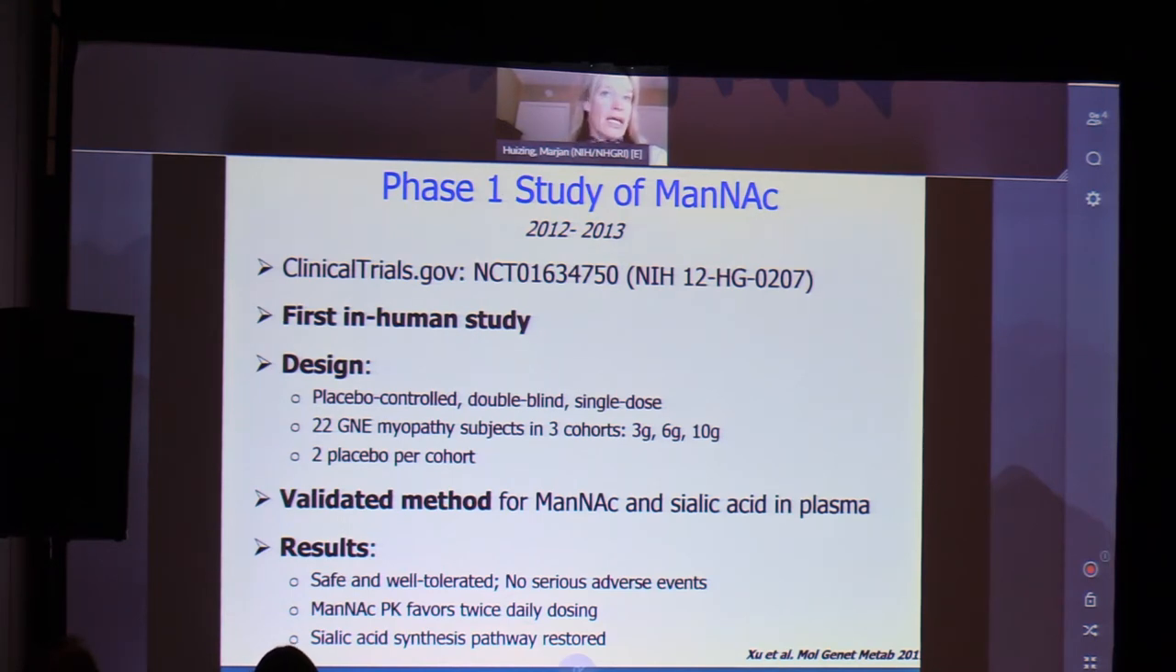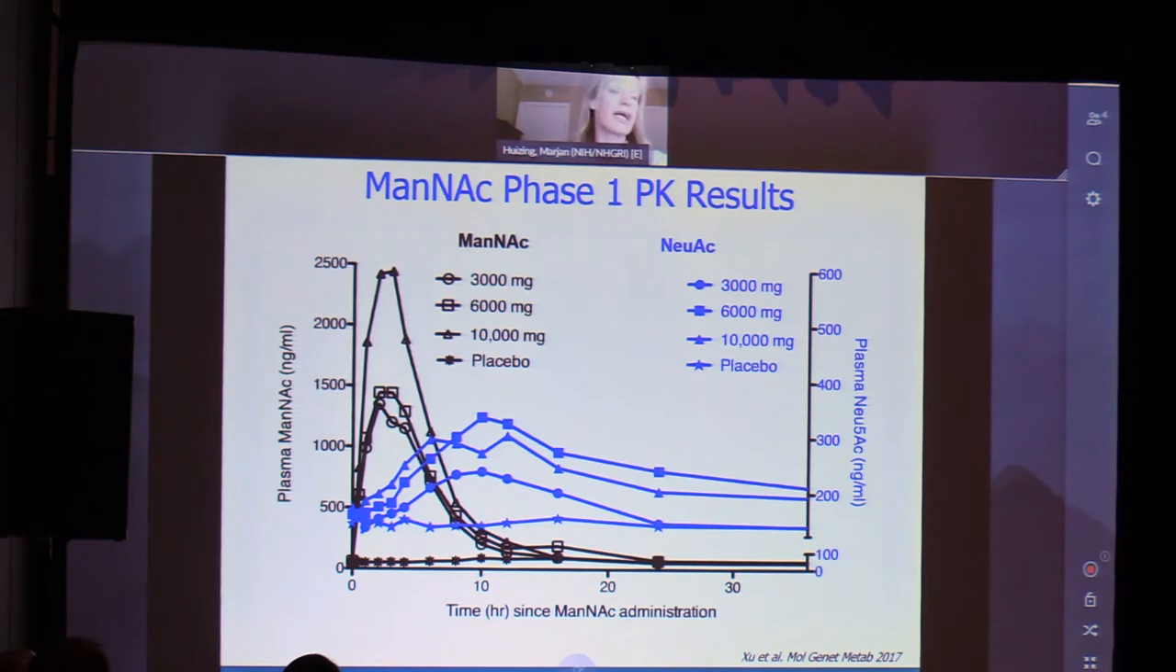MANAC PK, pharmacokinetics, meaning how MANAC is processed and dosed up in the blood, favors twice daily dosing. And we showed that the sialic acid synthesis pathway appeared to be restored after a single dose of MANAC, in that the sialic acid levels increase in blood after a single dose, shown here. After a single dose, you get 3 grams, 6 grams, or 10 grams in black.